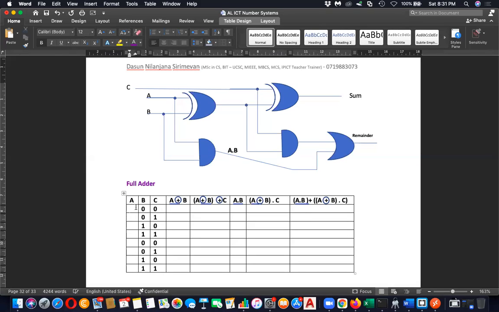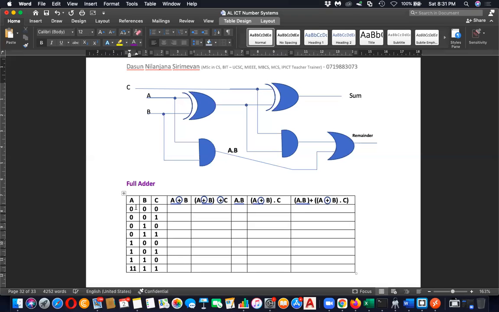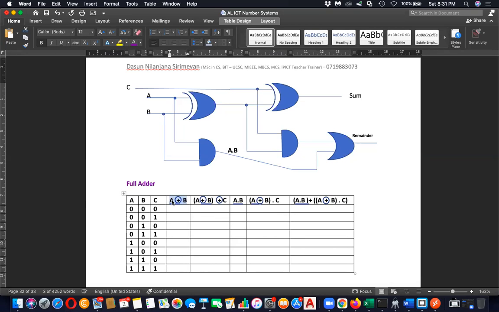Here you have 4 zeros and 4 ones. Here you have A XOR B. A XOR B.